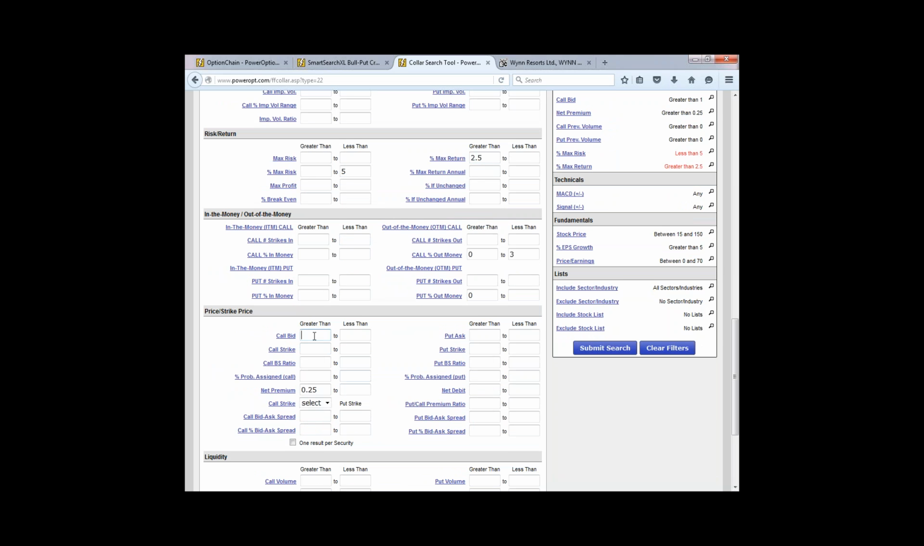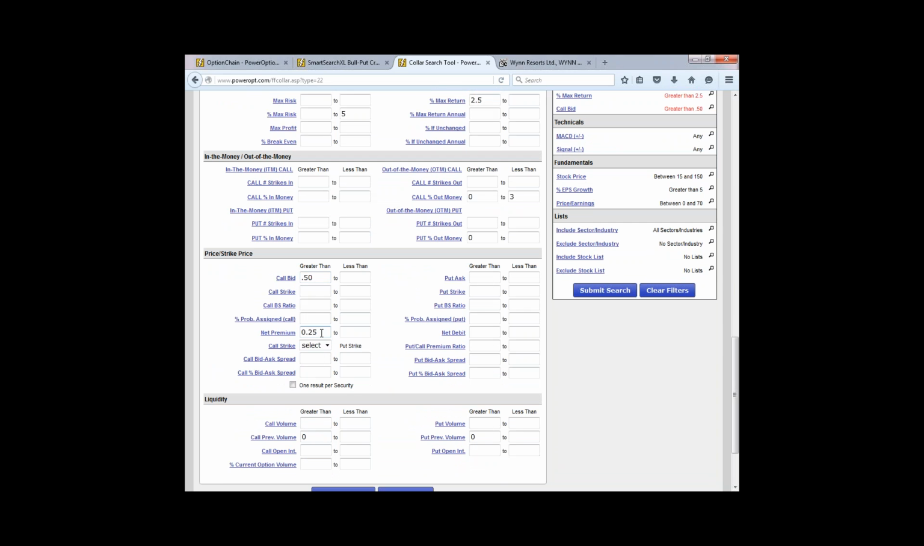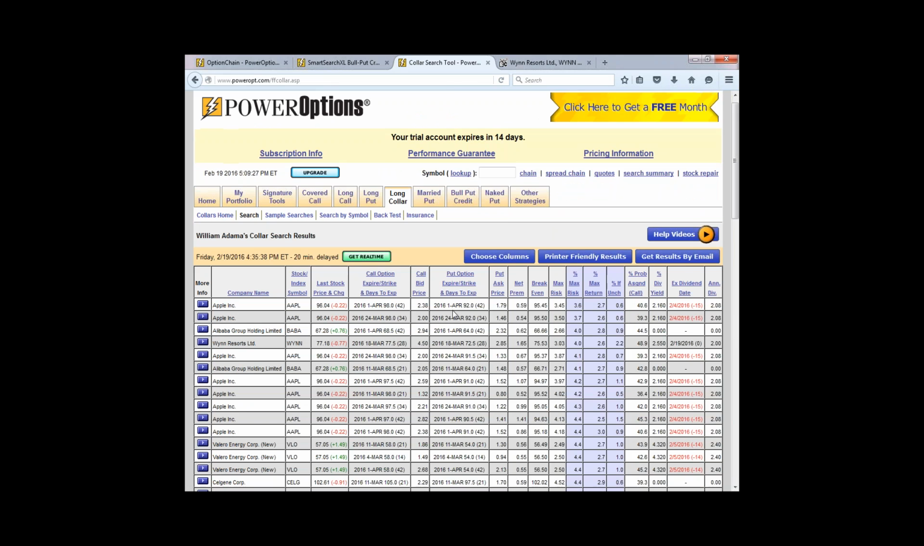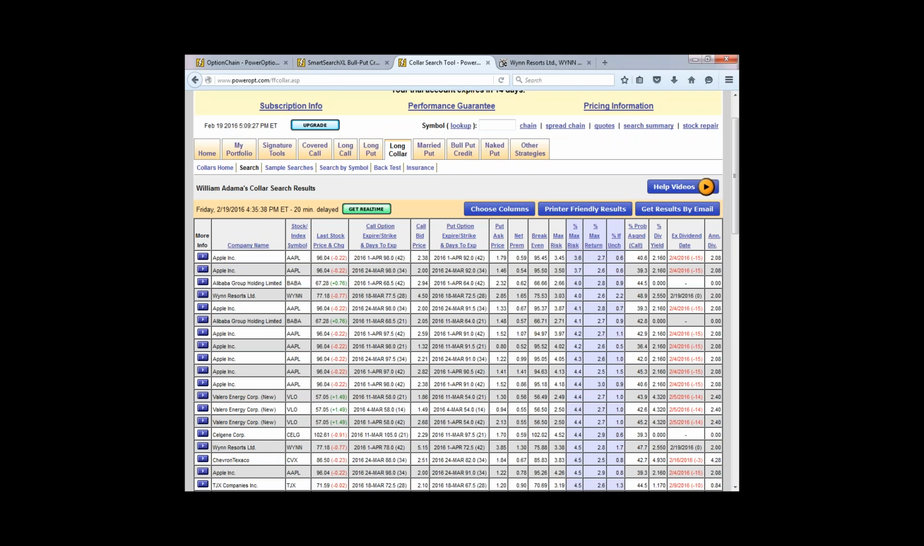Call bid does not have to be $1. It could be 50 cents for me. But the net premium, I should say, the difference between the call I'm selling and the put I'm buying, I probably want that to be at least 50 cents as well. All right, so I'm just going to do that real quick. Let's see what some of the results we get. I'd like to be closer there. Here's a good one. Now, actually, it's not too bad. It's not too bad at all.